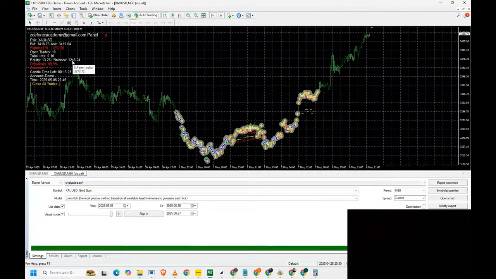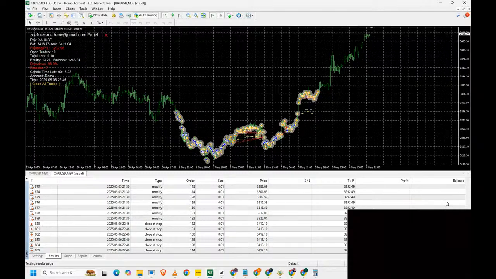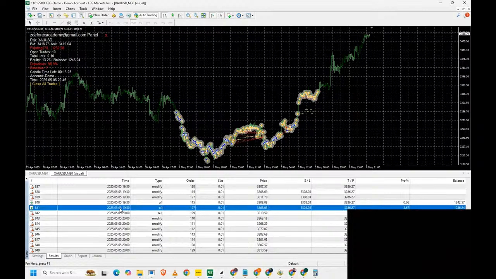Now the bot hit 1,246 from $1,000 in actually very few days. I should not reckon this against it, because there really is no profit here. It didn't hold any profit. The last profit it made was around here. So let me show you the result from here. The last profit it made here was 1,246, and that was on the 5th of May 2025, based on the data that we have here.